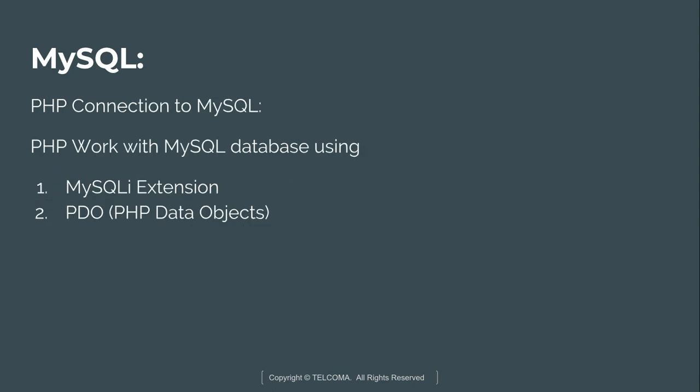After that, coming to the PHP connection to MySQL. How do we create the PHP connection to MySQL? It works with the MySQL database using the MySQLi extension and PDO. Here MySQLi is the MySQL Improved extension, and PDO is the PHP Data Objects. By using these two, we can use the MySQL database in PHP.